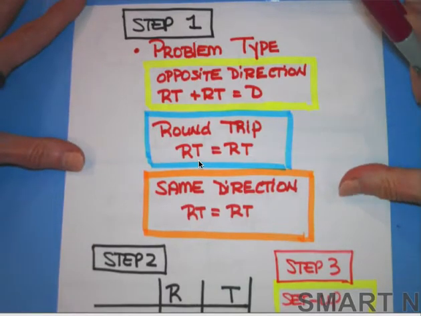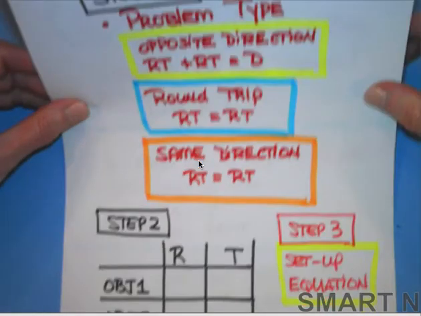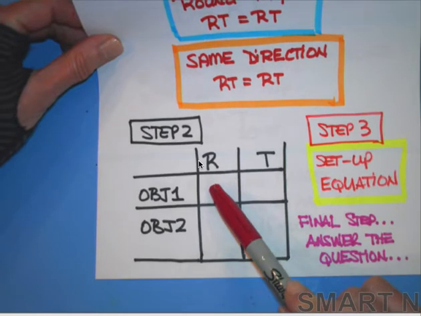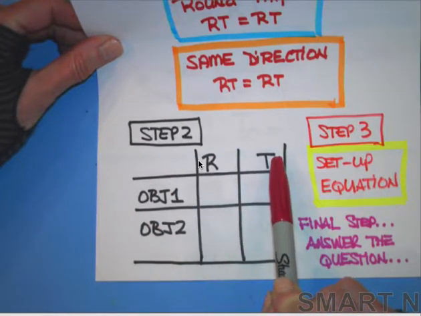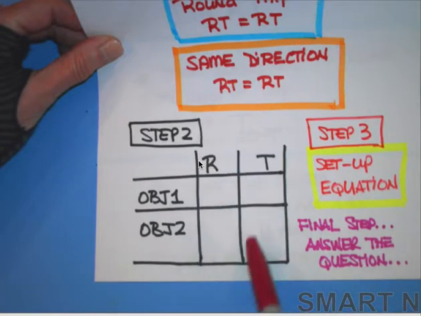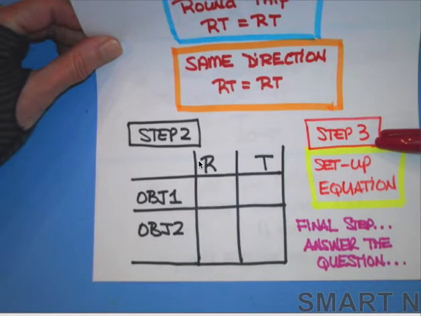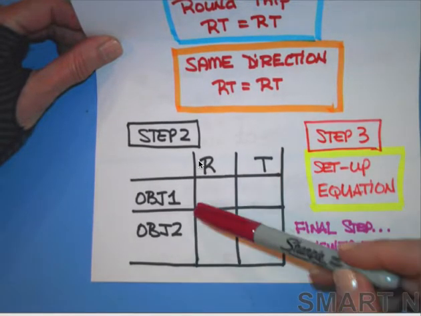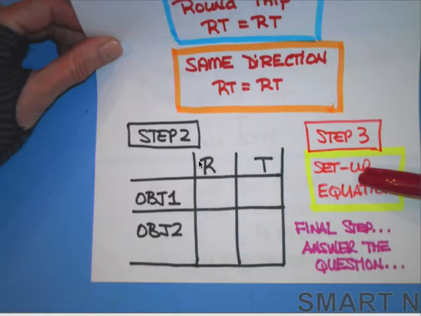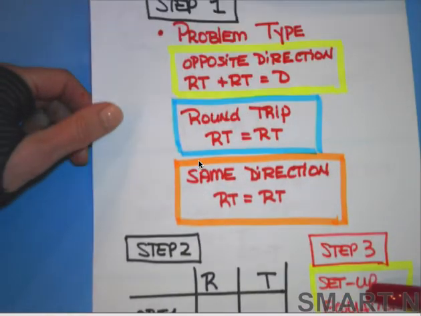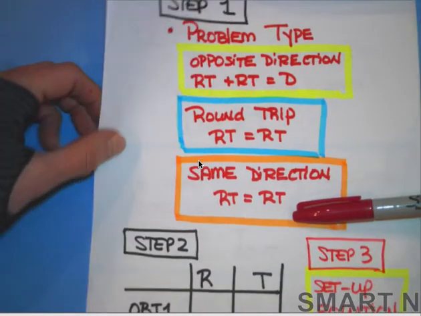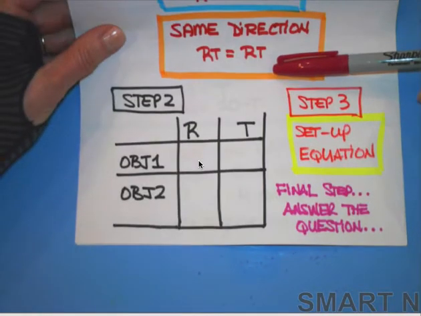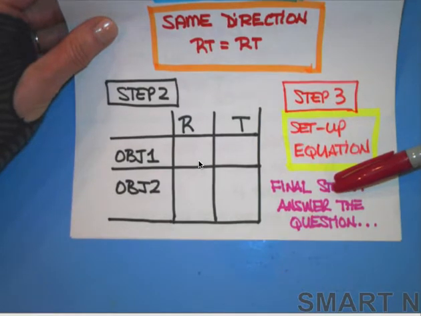Once you determine which problem type you're dealing with, then you need to create your chart. Object 1, Object 2, one column is rate, one column is time. Fill in all the pieces that you can. Then the third step is to set up your equation. Using the information in your chart, you set up your equation, and the equation model gets set up based on the problem type that you're dealing with. And then the last step, as always, is to answer the question.